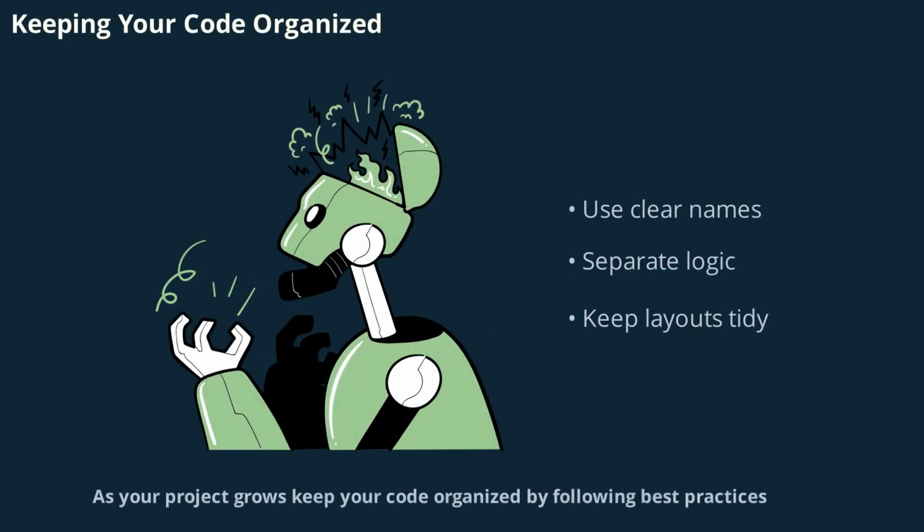As your project grows, keep your code organized by following best practices. Use clear naming conventions, separate logic into functions and classes, and keep your layouts tidy. Good organization makes your code easier to maintain and scale.